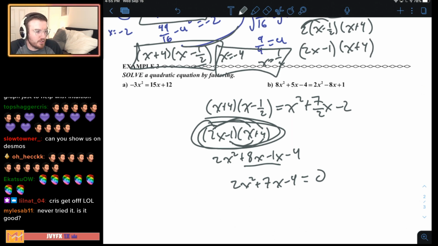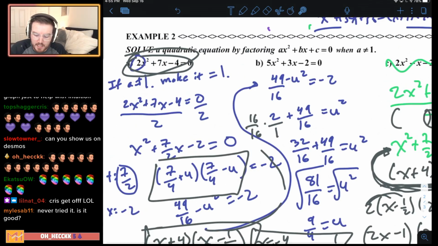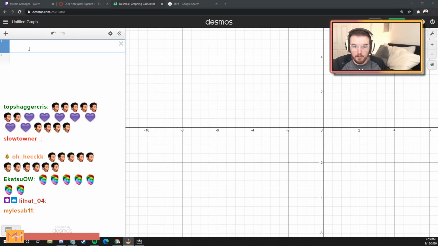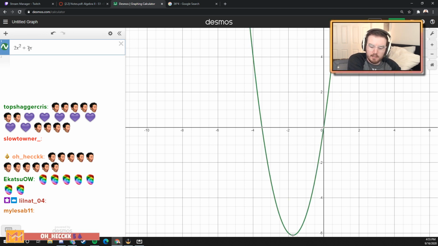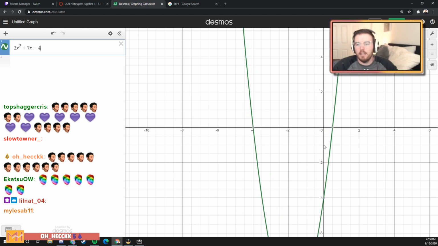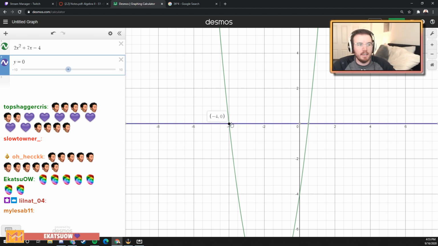But if we want the answer, it's as simple as plug in the left side of the equation, plug in the right side of the equation, and look to see where they intersect. So let's see where they intersect, and I'll show you that it is at -4 and 1/2. So 2x squared plus 7x minus 4. There's this green graph. Y equals 0 at -4 and at a half.